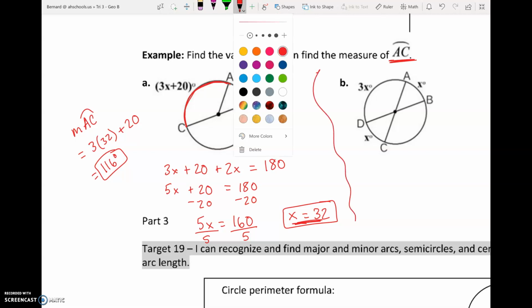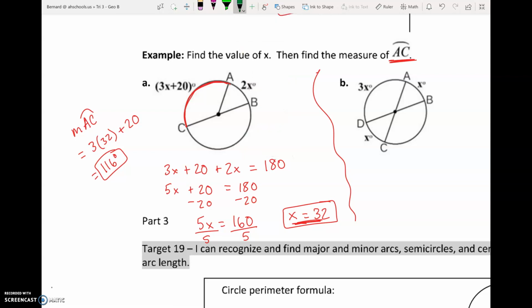So what we recognized here in part A, right, we need to solve for x, and so we need to set something with x equal to something so we can get x by itself. What we recognize is CB is a diameter. It's going through the center, so it's splitting this circle in half. Meaning when a circle gets split in half, half a circle equals 180 degrees.